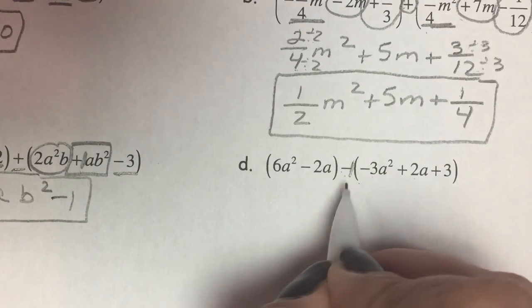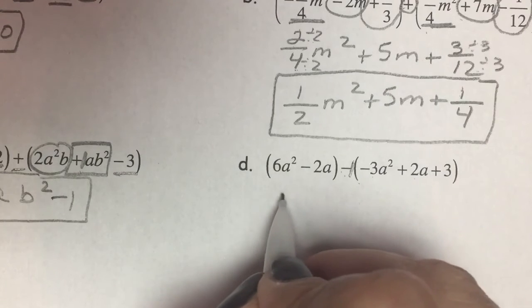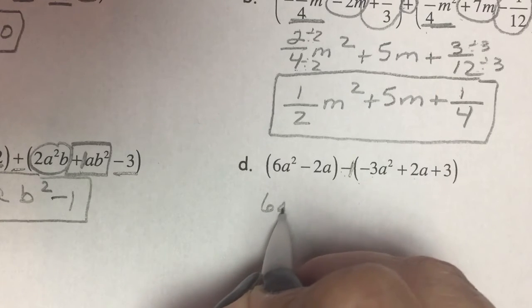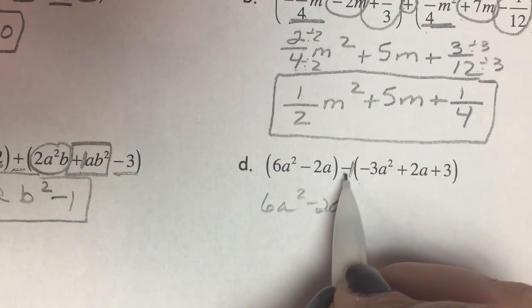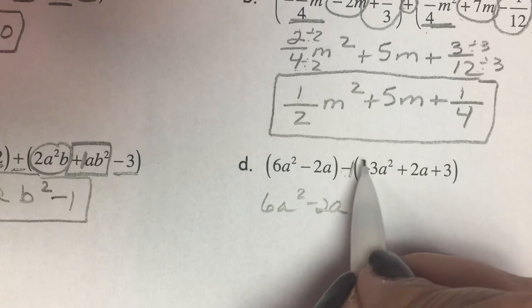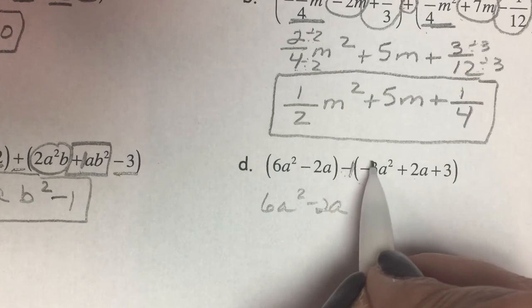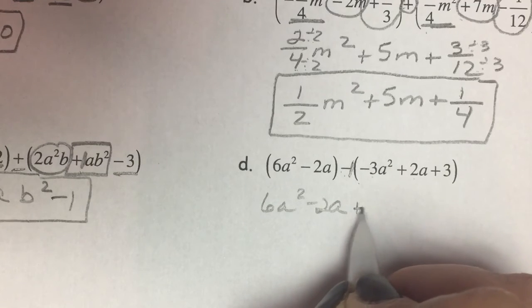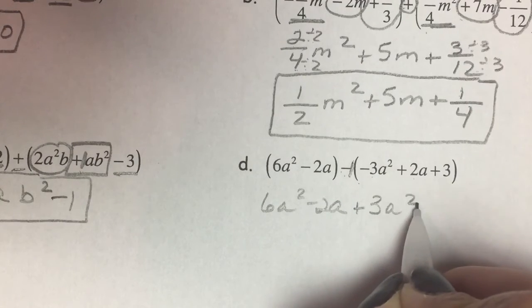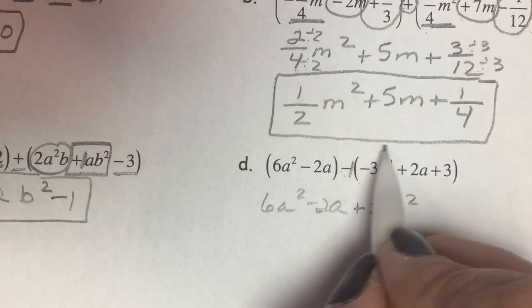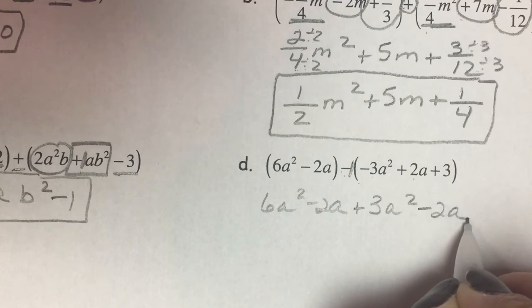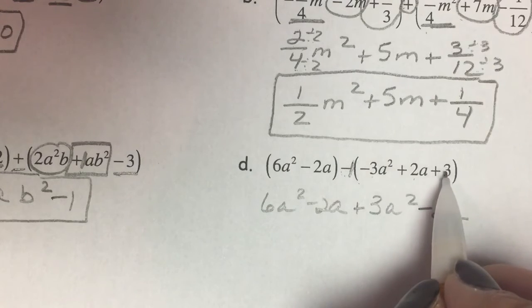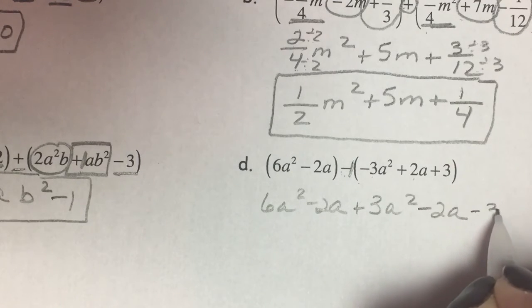So what we're going to end up with, and we can go ahead and eliminate the parentheses now, is 6a squared minus 2a. Nothing's going to change in there. And now if we think of this as distributing through a negative 1, negative 1 times negative 3a squared would be plus 3a squared. Negative 1 times positive 2a would be negative 2a. And negative 1 times positive 3 would be negative 3.